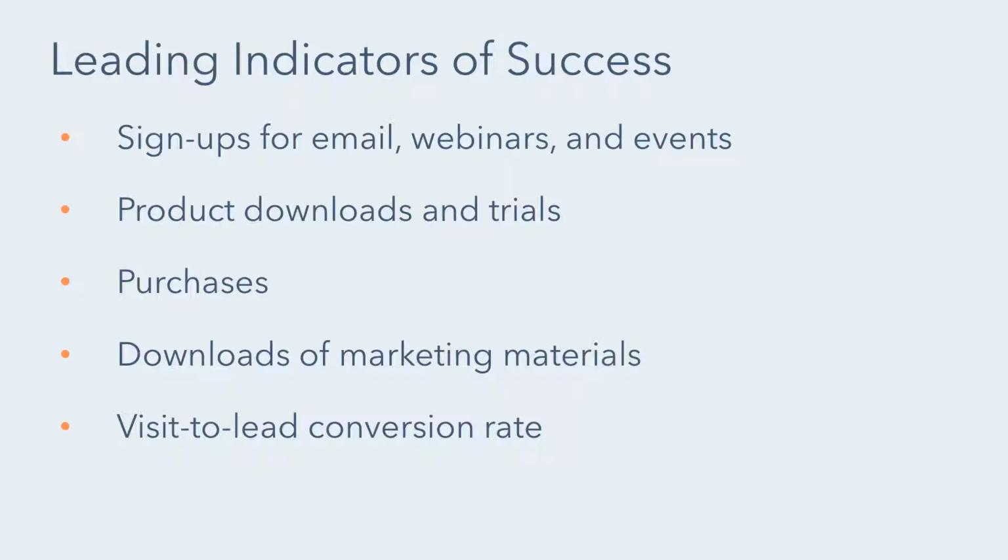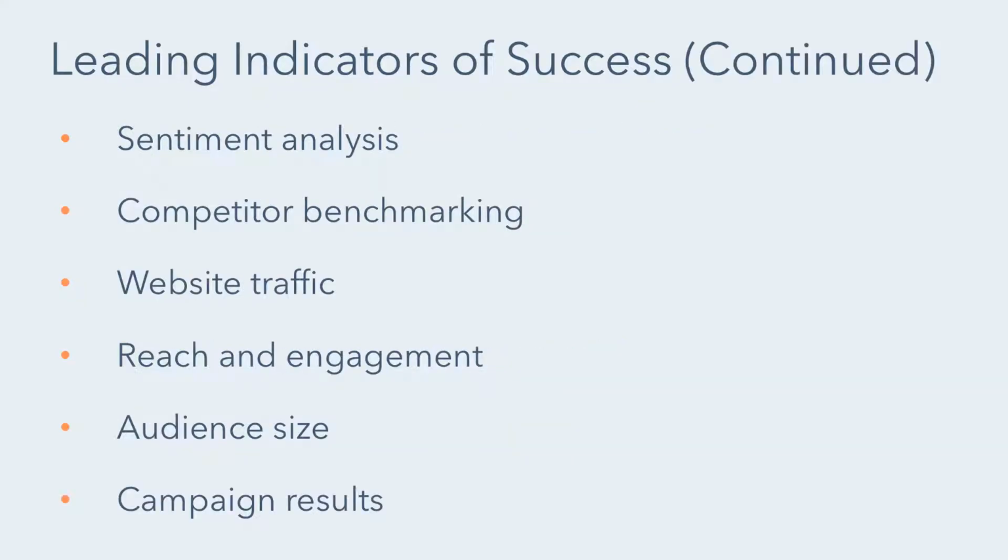Because of this delay, it's important to use leading indicators of revenue success, such as the following: signups for email, webinars, and events. At HubSpot, we even have people sign up for reminders about our live events. Product downloads and trials. Purchases: how many people buy your product or service as a result of an action in social media. Downloads of marketing materials. Your visit to lead conversion rate, we love this one: of the social media traffic that you're generating, what percentage of those visitors become leads.